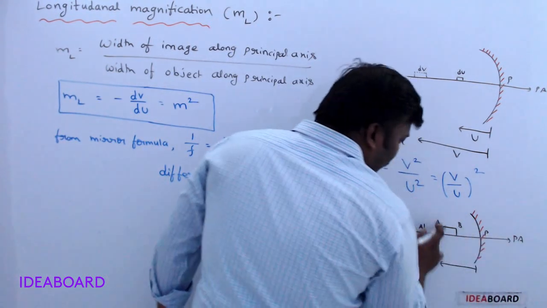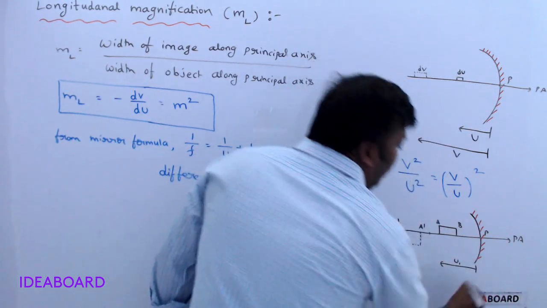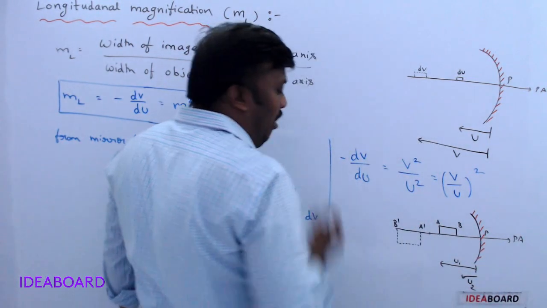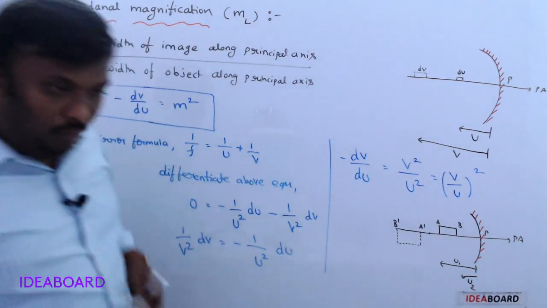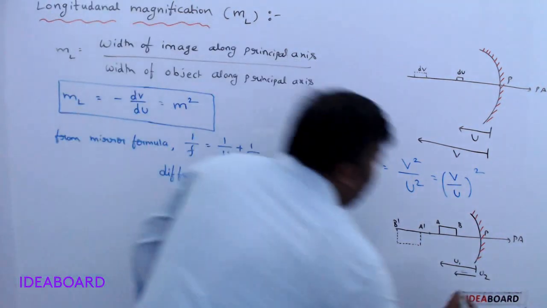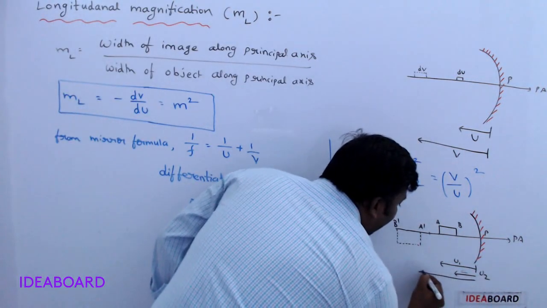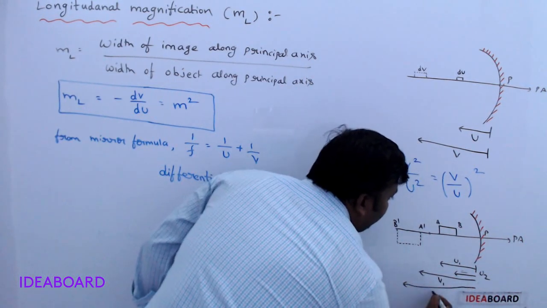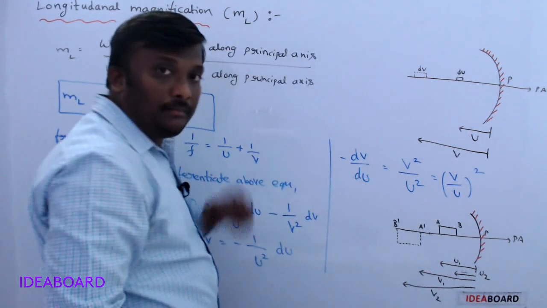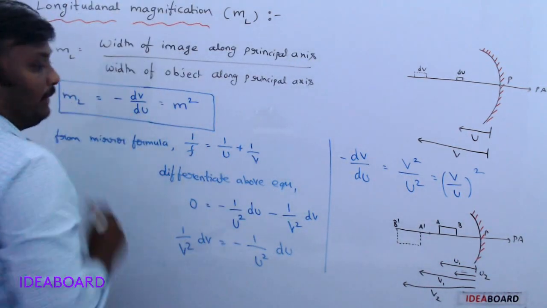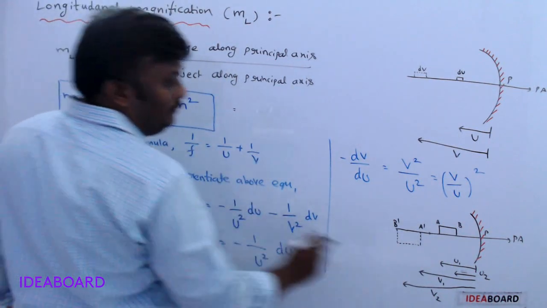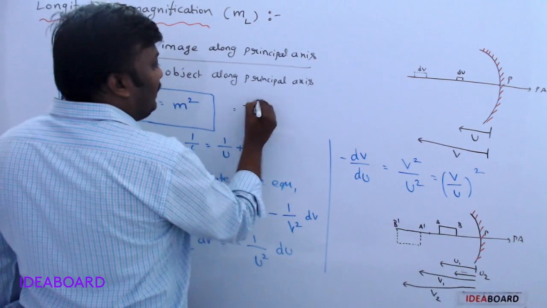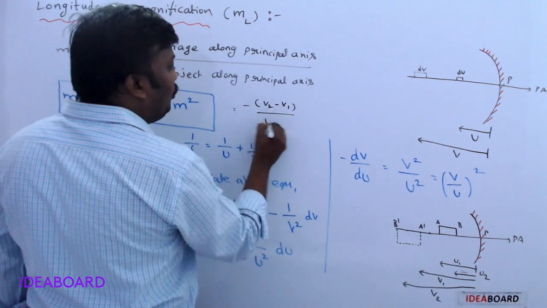From the pole to the point A, the distance is taken as U1. Pole to the point B, the distance is taken as U2. Now, P to A dash, the distance is V1. P to B dash, the distance is taken as V2. Then the formula for ML is nothing but V2 minus V1 by U1 minus U2.